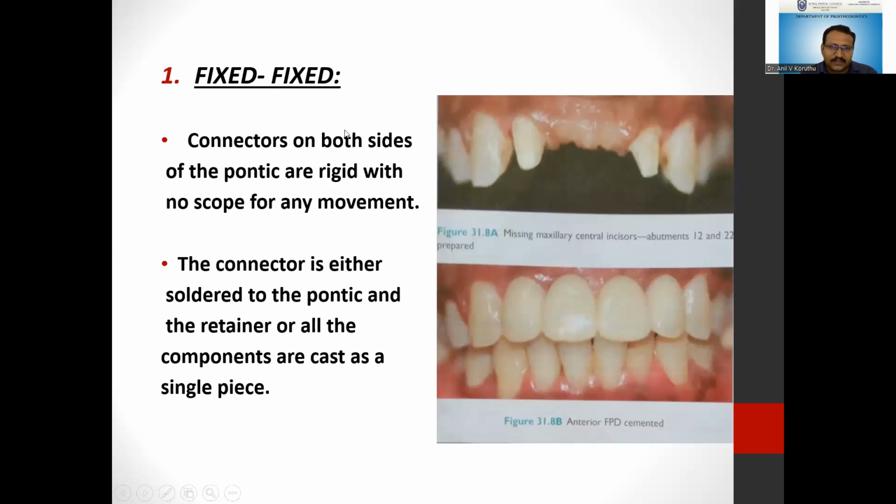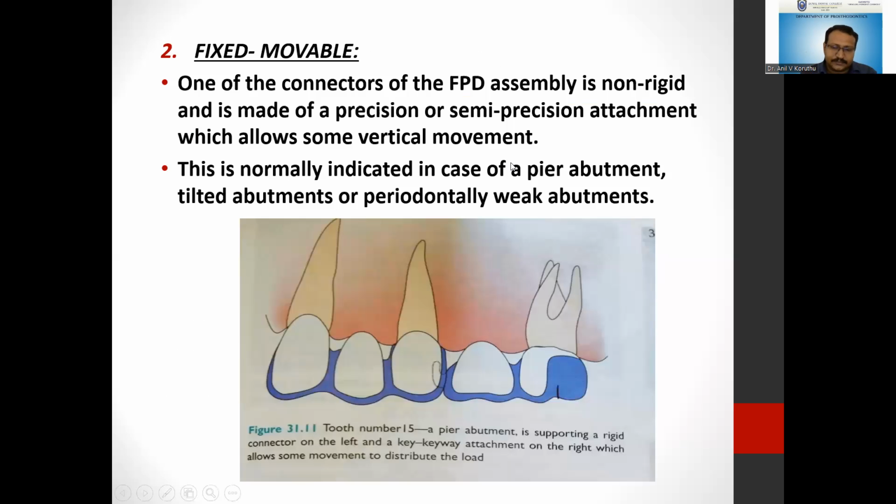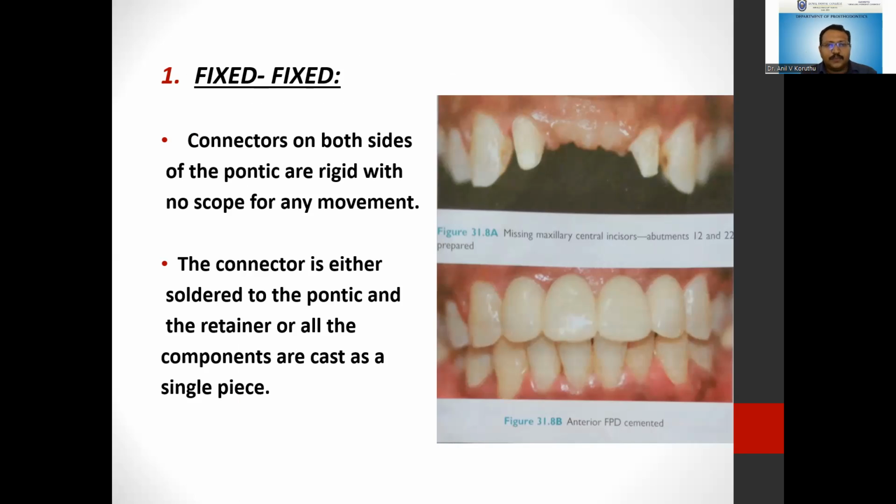So if it is a fixed connector, both sides, the pontics are connected with a rigid connector with no mobility. So you are taking support from these two teeth, and you will have a rigid connector in the middle of this.